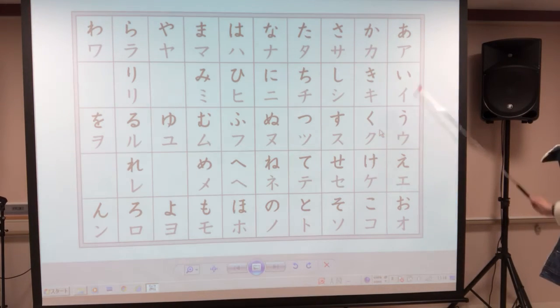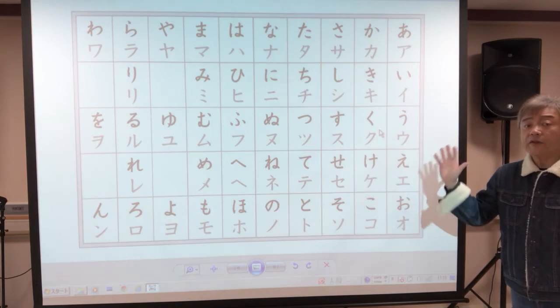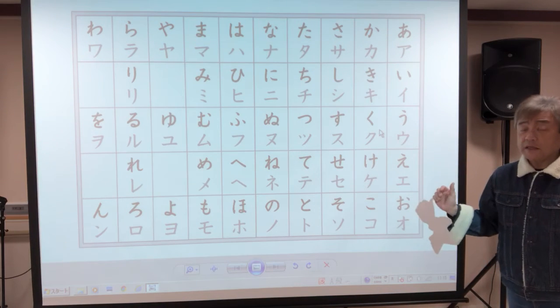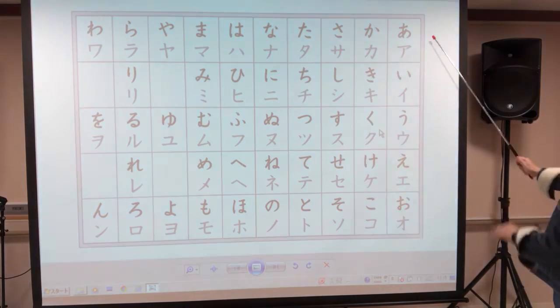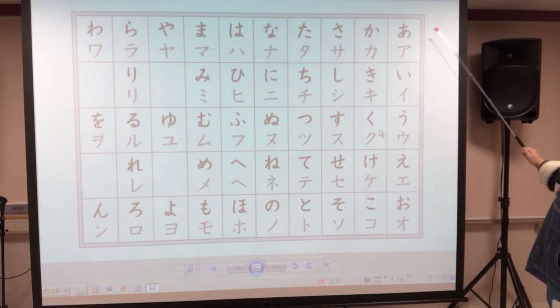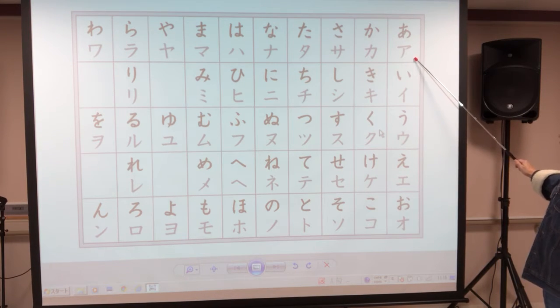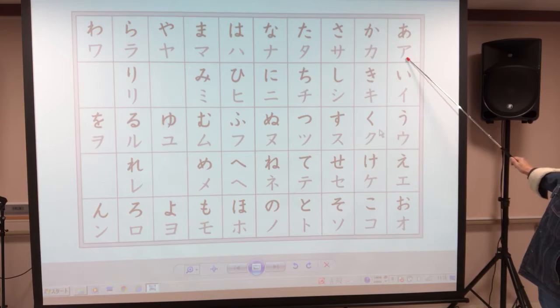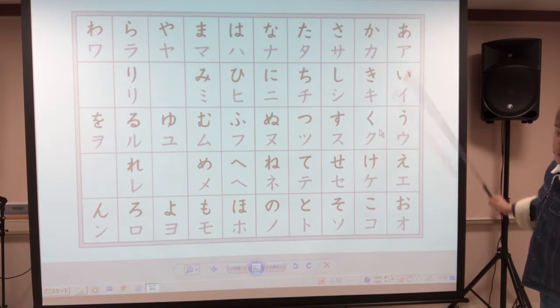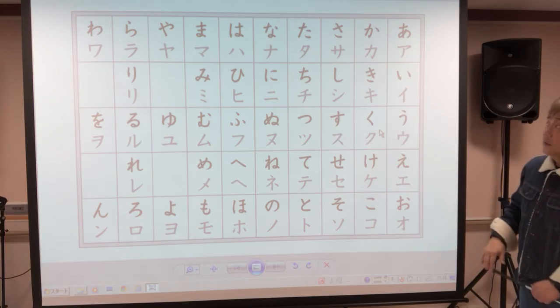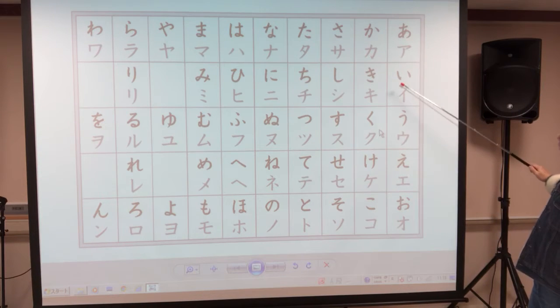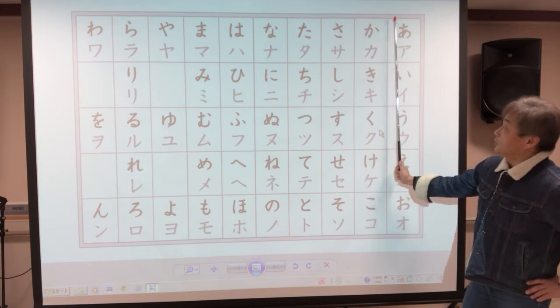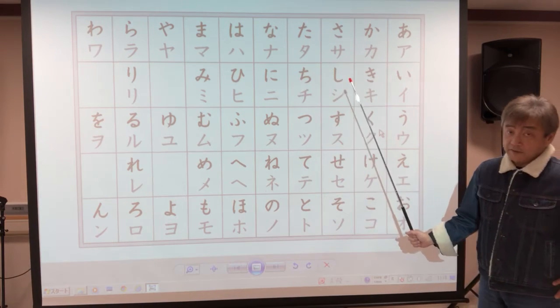Okay, let's practice. A, I, U, E, O. A, I, U, E, O. These 5 vowels are the only vowels we have in the Japanese language. A, I, U, E, O. And this katakana has exactly the same pronunciation. So it's only the writing format that is different. That's all. The first line has the 5 vowels, and the second line down, all the consonants.